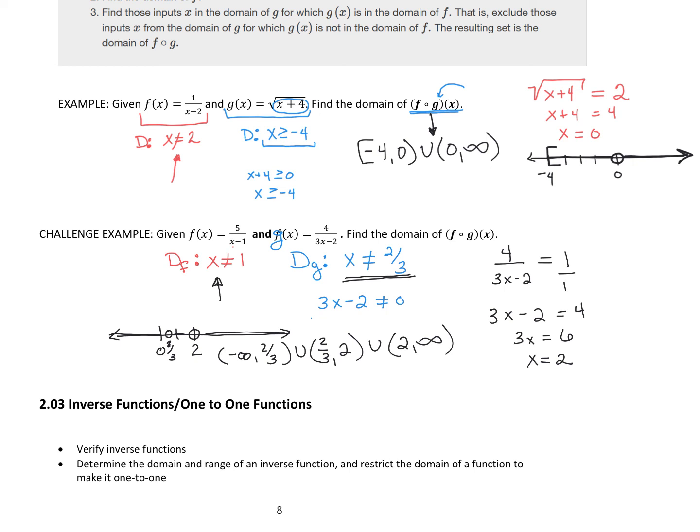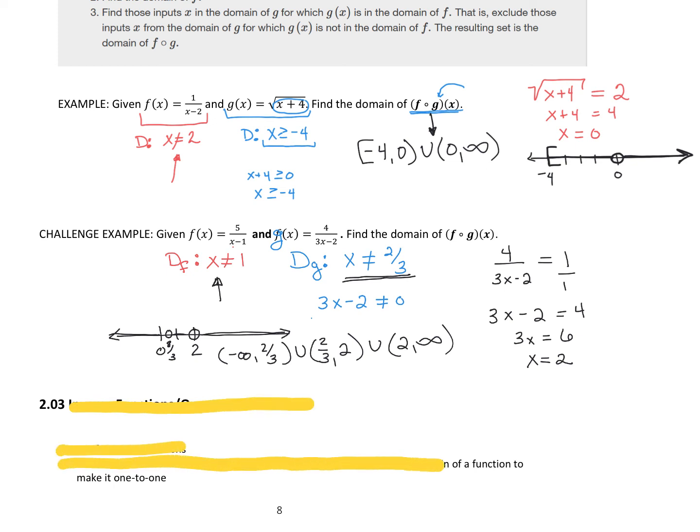All right, this information here is going to be for our next video, so we're not going to worry about this here. And that concludes this video on composition of functions, part 2.